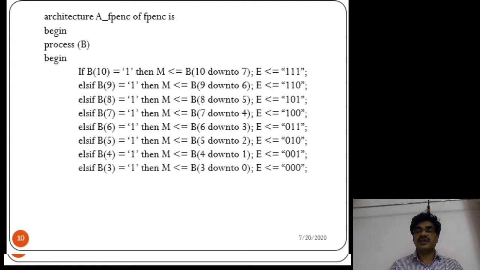Okay, fourth position, then third position. Suppose the third position is 1, then for the mantissa you need to take from the third position, that is 3 down to 0, 4 bits. Then if it is 2, you need to assign the value in some other way, as already given in the previous example. So end if, end process, end architecture name.